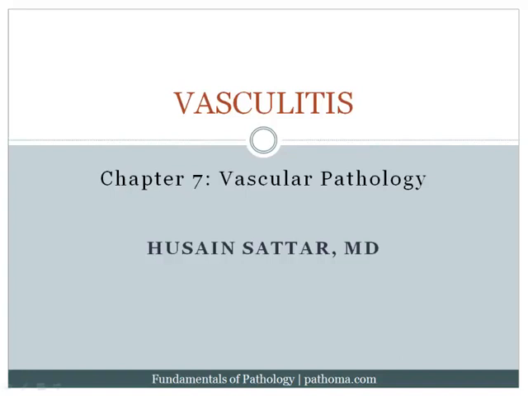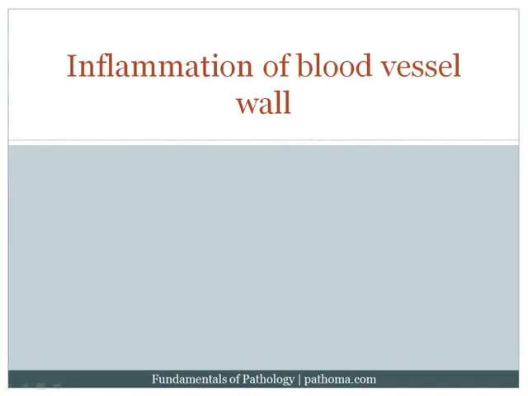The next chapter in your text is vascular pathology, and the first section that we're going to talk about is vasculitis. Vasculitis is defined as inflammation of the blood vessel wall. You can have inflammation of the arterial wall. We can also have inflammation of the wall of veins. However, in this particular section, we're going to focus on inflammation of the arterial wall.